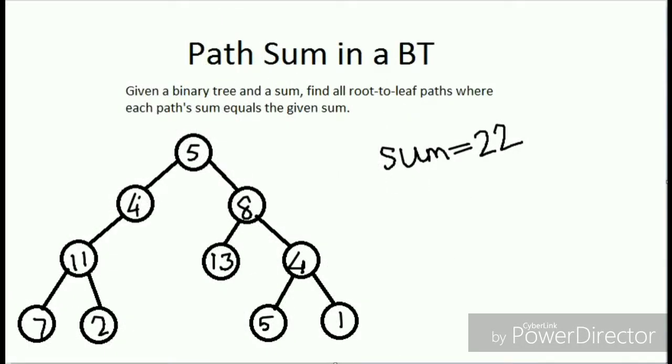I found a problem on LeetCode called Path Sum in a binary tree, and it is pretty interesting. So I would like to share the solution with you. The problem statement is as follows: given a binary tree and a sum, find all root to leaf paths where each path's sum equals the given sum.